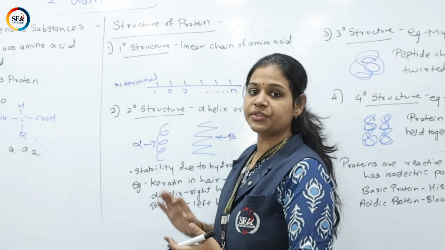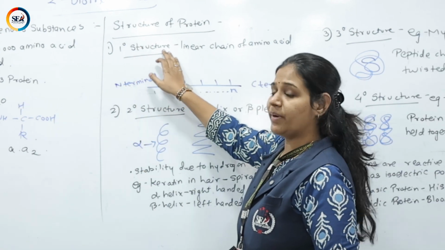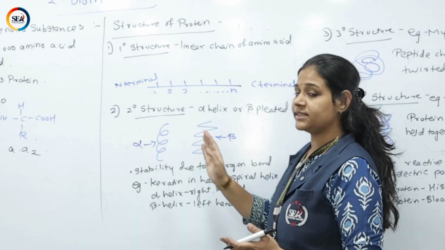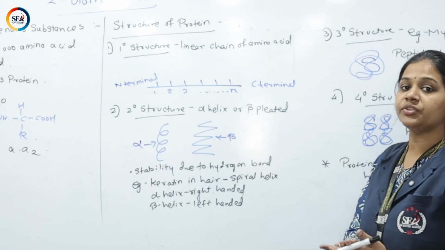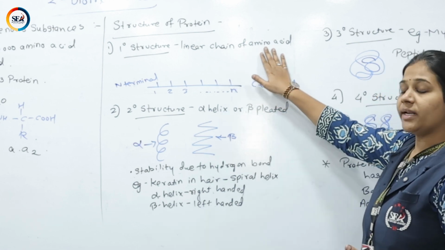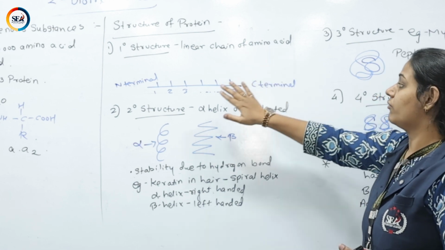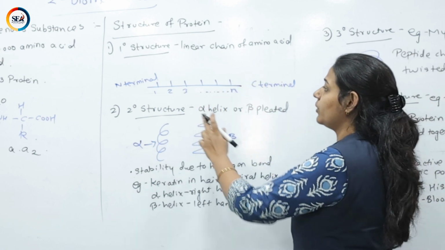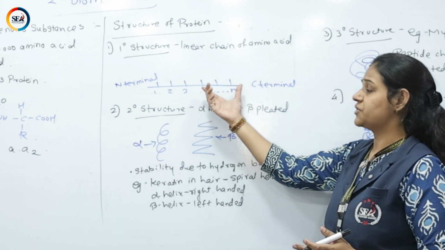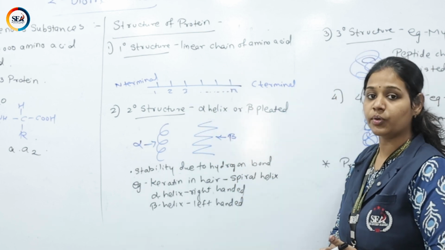Now we are going to see the structure of protein. First is the primary structure of protein, second is the secondary structure, third is the tertiary structure, and fourth is the quaternary structure of protein. What is the primary structure of protein? The linear chain of amino acids 1, 2, 3, 4, n number of amino acids, when they are linked together by the peptide bond, is called the primary structure of protein.